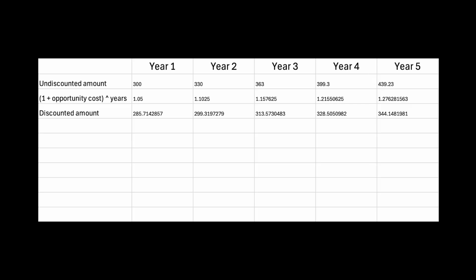So how does this adjusting for the opportunity cost work? Well, you can see in this convenient little spreadsheet I put together here, what you do basically is you have a series of cash flows, in this case starting with $300, and growing by 10% each year to a year 5 value of $439. These are all divided by 1 plus the opportunity cost to the number of years for that year. So in year 1, you're discounting by 1.05, the 5% opportunity cost, and by year 5, you're discounting at 1.27.